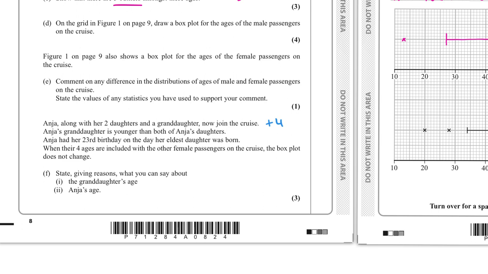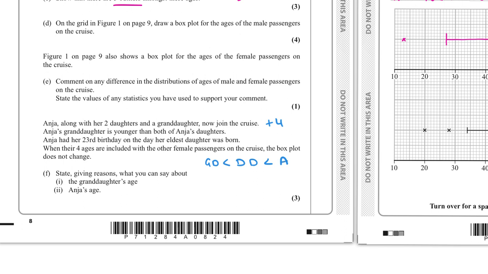Anja's granddaughter is younger than both of her daughters. Well, that's good to know. So we know we have the granddaughter, who is less than the daughters. I'm going to put 2 Ds for daughters, who are less than Anja.